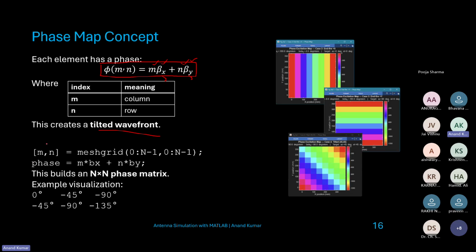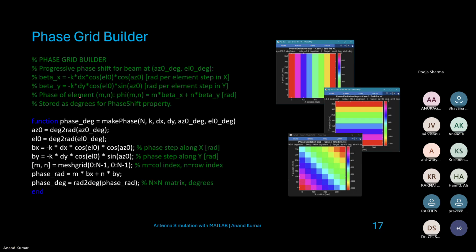And in this script, we use a mesh grid function. This creates a mesh grid that starts from 0 to n minus 1, so it will create an n cross n mesh. And then for each element, we can get m into beta x and n into beta y, and this will give us the phase. So this is how we get the phase map. And in the script, this is how we'll write.